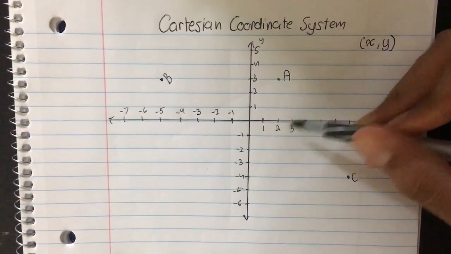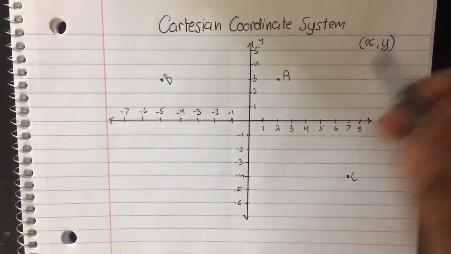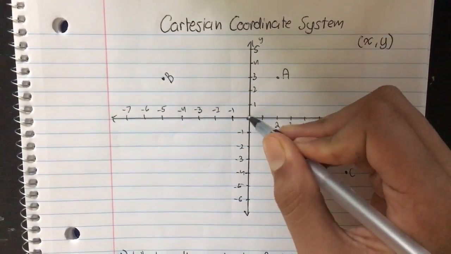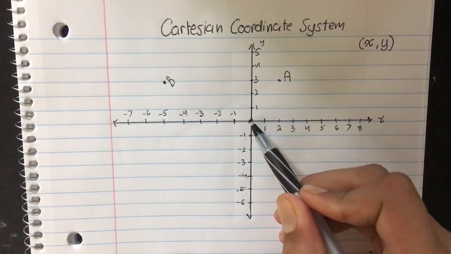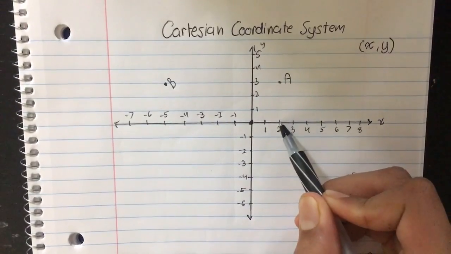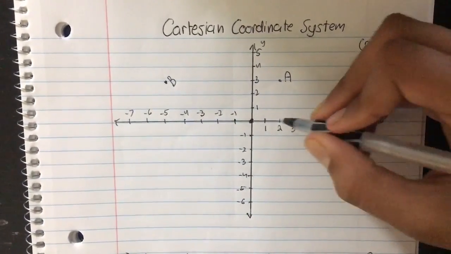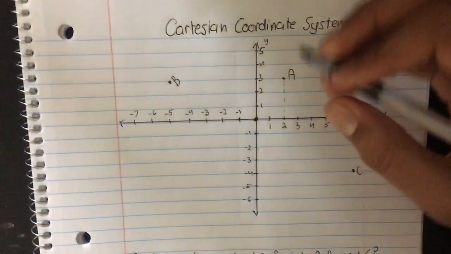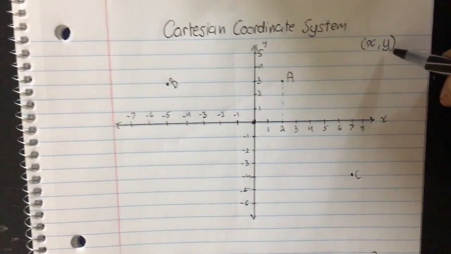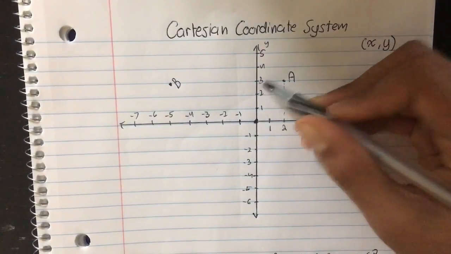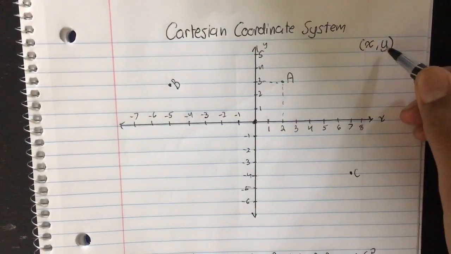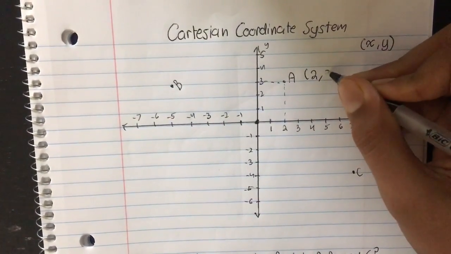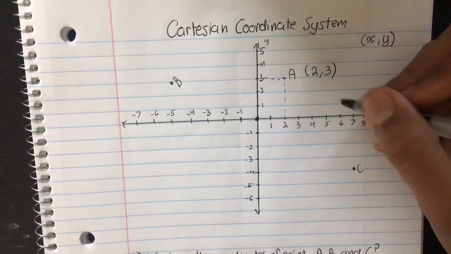Let's start off with point A. We have to find out what the x value is first. This is the origin, as we know, and we use that to find x. We move 1, 2 to get to where A is, so x will be 2 for our coordinate for A. Now we have to find y. It's going to be 1, 2, 3, so y will be 3. And how you would write this is (2, 3) in parentheses. So that's our first coordinate done.